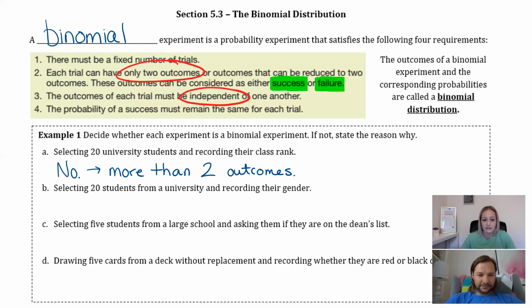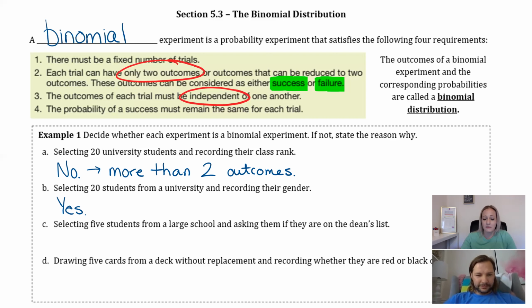So B says selecting 20 students from a university and recording their gender. Okay, so again, we're selecting 20 students, so we have a fixed number there. How many outcomes are there for gender? I mean, in 1950, I'd say 2. Today, probably it's a little more fluid than that. Yeah, so this textbook was written at least a while ago. So when this was written, there was definitely only 2 genders, we would say. So so far that's good. So there's 2 outcomes there.